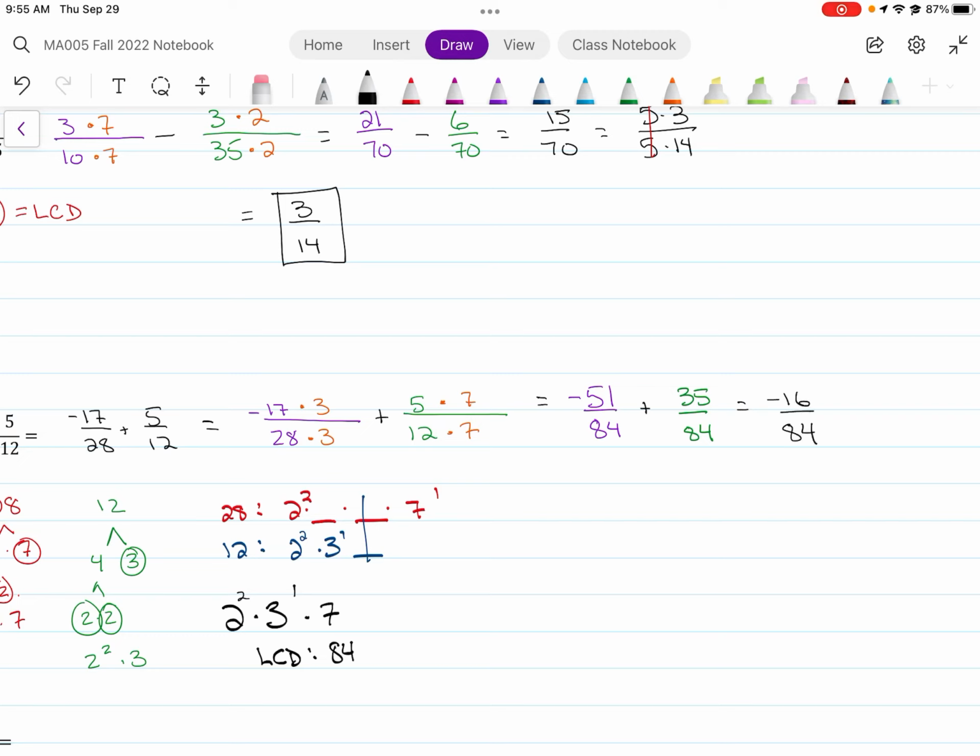Now, I see right away that both of those have a 4 in them. So I'm going to do this with the shortcut method. I see there's a 4 in 16. How many 4s are there in 16? There are 4.